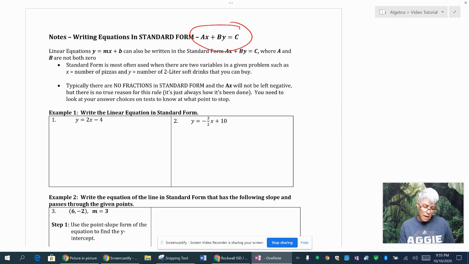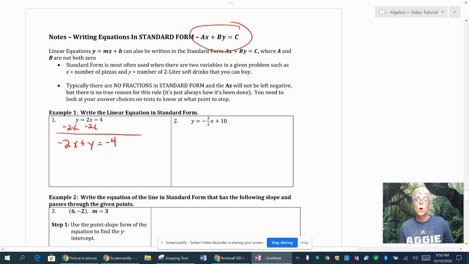If I look up at the original formula, ax plus by are both on the left hand side. The y is already on the left hand side, so I'm going to move the 2x to the left hand side also. I'm going to subtract 2x from both sides. I get negative 2x plus y equals negative 4.